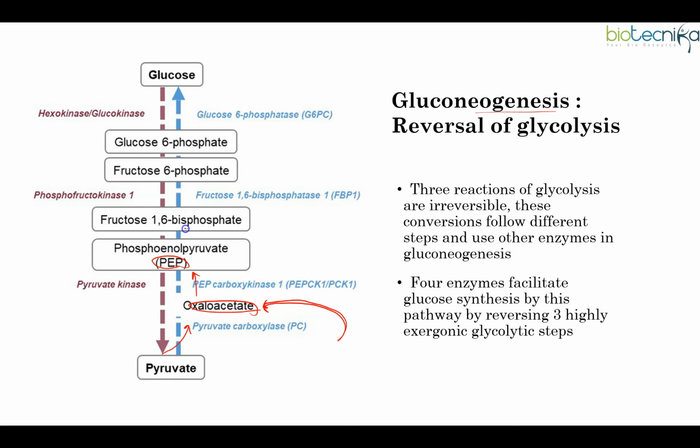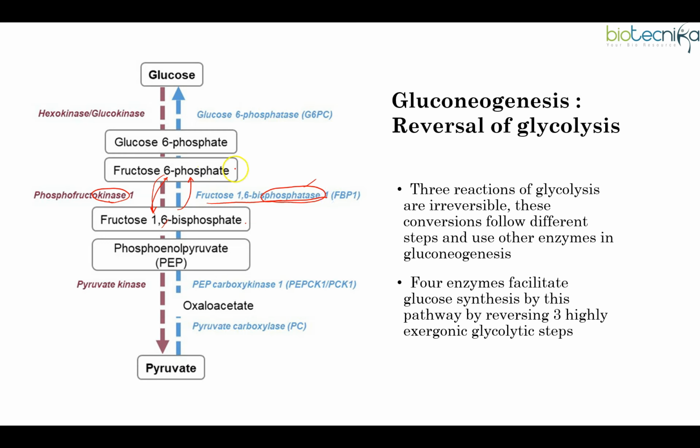The rest, from PEP to fructose 1,6-bisphosphate, uses the same enzymes. Based on the equilibrium concentration, they reverse their process. And then fructose 1,6-bisphosphate to fructose 6-phosphate. In glycolysis, fructose 6-phosphate to fructose 1,6-bisphosphate was done by phosphofructokinase. But here it will be done by a phosphatase. A kinase is something which adds a phosphate group. So here they were adding the phosphate group to the first position. A phosphatase will be removing that phosphate group, converting back to fructose 6-phosphate. Thus this enzyme is fructose 1,6-bisphosphatase.